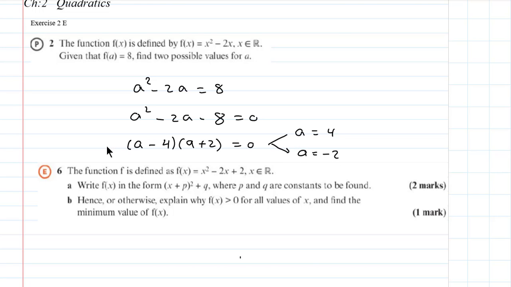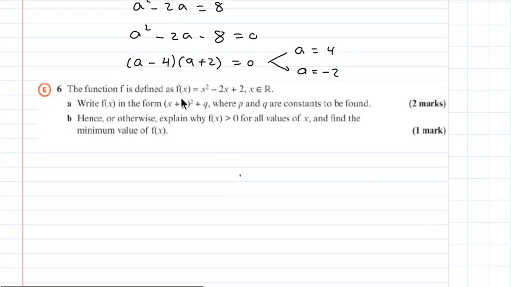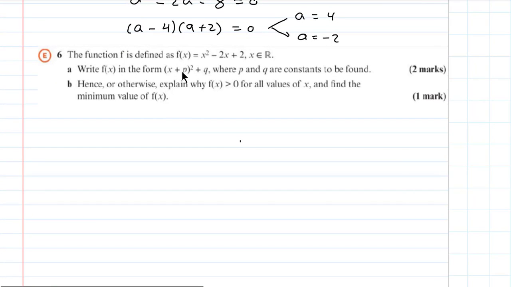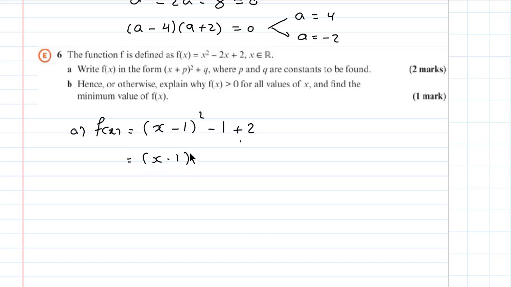Okay. Question 6. The function f is defined as f of x equals x squared minus x plus 2. x is a real number. Write f of x in the form, okay, completing the square, right? Okay. So we will rewrite f of x as the following. We will write this as a. Here I will take x minus half of the coefficient, which is 1, all squared, and then minus 1 plus 2. Simplifying here, it will be x minus 1 all squared, and then minus 1 plus 2 will be plus 1. The value of p is negative 1, and the value of q is just 1.